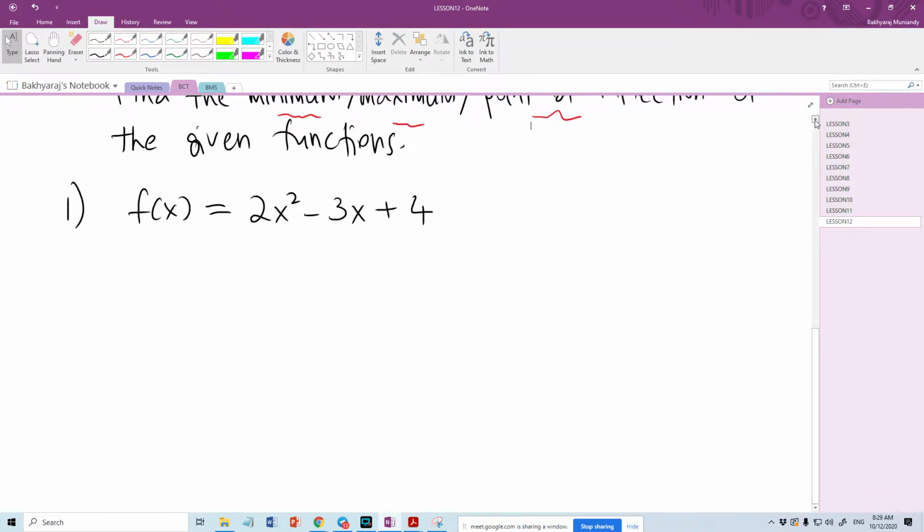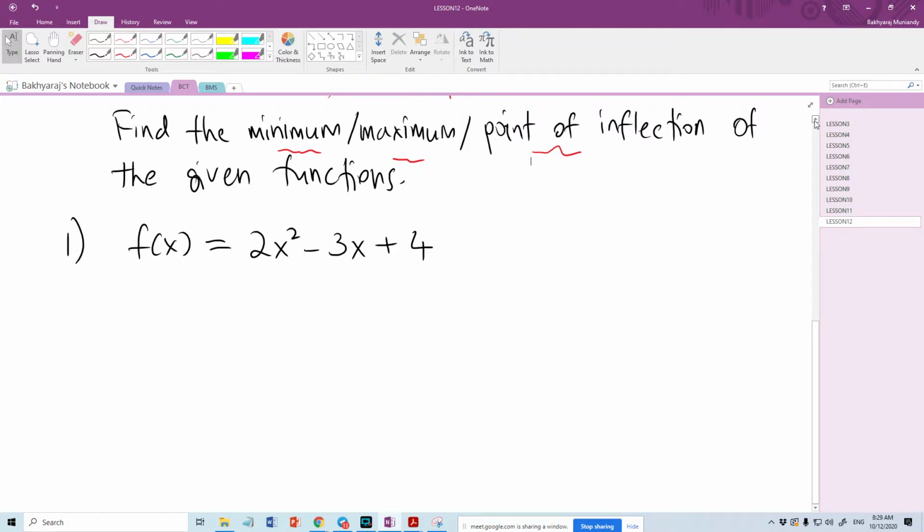Okay, to find minimum, maximum or point of inflection, the first thing we need to do is find the stationary point. Okay, how to get this stationary point? Then we need to find f prime x. Okay, what does f prime mean? F prime can also be labeled as our dy dx.